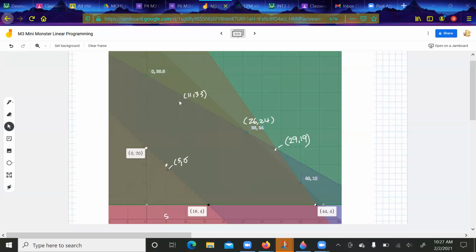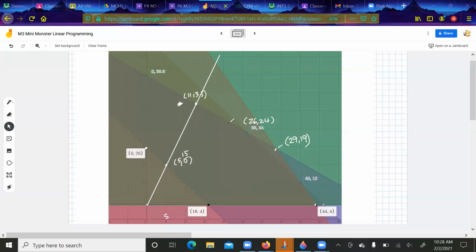Let me use my straight line drawing tool, which is handy. This point is off, I need to move it. It should go like that. So 11, 33 should be somewhere around here. I think it's right there, yeah. Okay, so that's 11, 33. So that's the line I forgot.